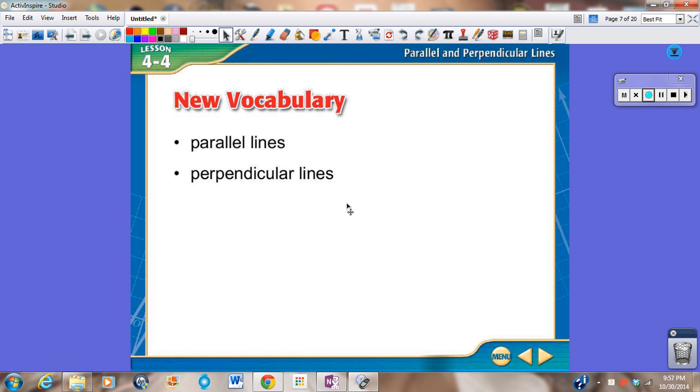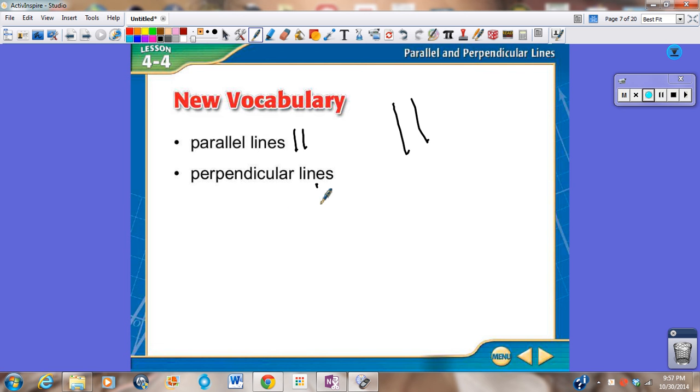Your only two vocabulary words are going to be parallel lines and perpendicular lines. If you have forgotten, parallel lines are two lines in the same plane that never intersect. That's usually how we write them, as parallel, and that's also the symbol. You guys will see this next year in geometry as well. And then perpendicular lines, by definition, are two lines that intersect to form right angles.